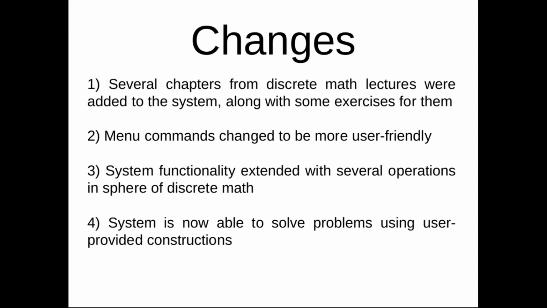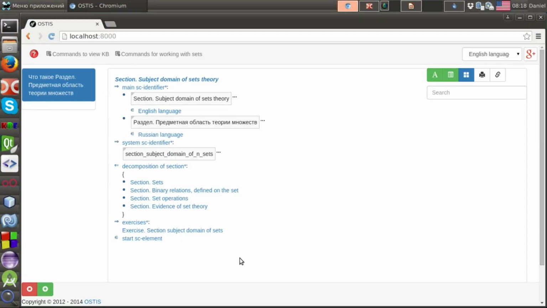Some words about changes which were made since our last meeting. Several chapters from discrete math lectures were added to the system along with some exercises for them. Many commands were changed to be more user-friendly, as we wished. System functionality was extended with several operations in the sphere of discrete math, like union, intersection, and so on. And the system is now able to solve some problems using user-provided constructions. Let's proceed to the system.